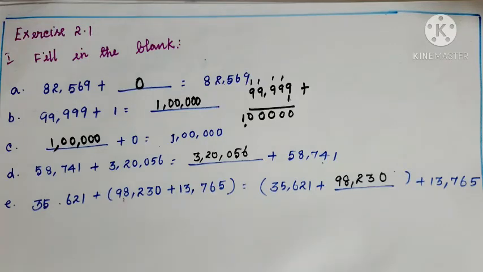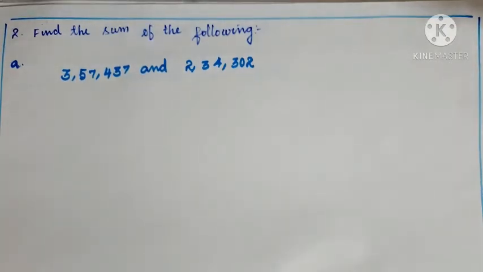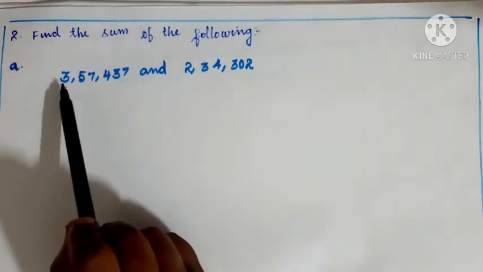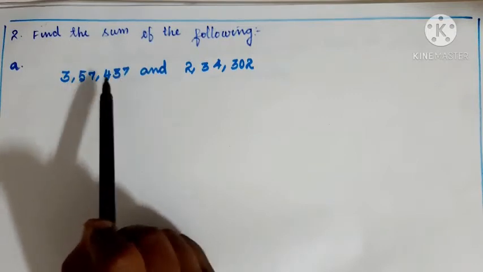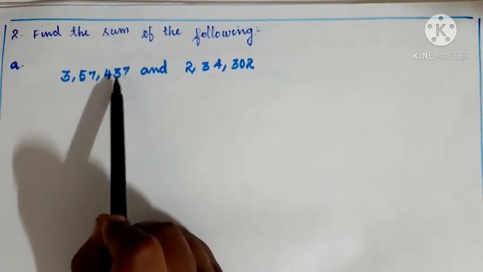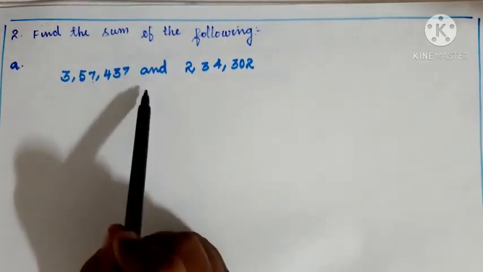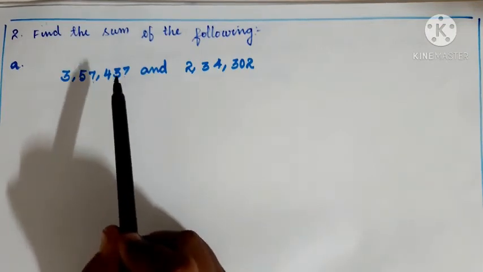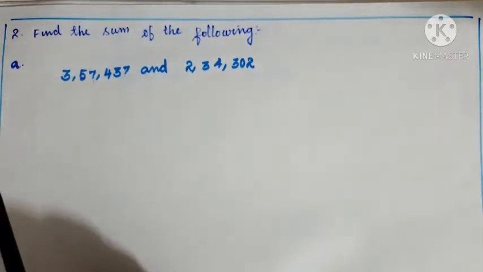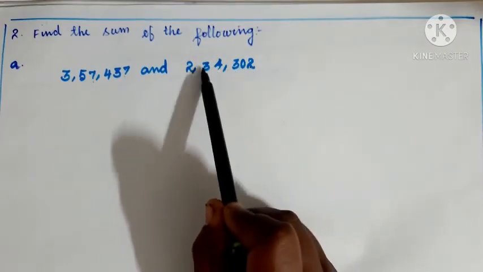Okay, fine. Next we are going to see the second division. Find the sum of the following. Now we are going to add the numbers. Can you read along with me? What is this number? If you find it difficult, always try to find the place value of it. Ones, tens, hundreds, thousand, 10,000, lakh. So how will you read it? 3,57,437. Is it clear? Now, like that you read this. Ones, tens, hundreds, thousand, 10,000, lakh.